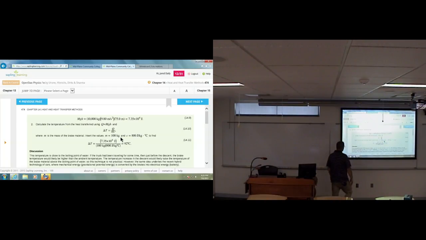Hybrid cars actually use the heat on their brakes, and they use a thing called a Peltier device. And a Peltier device, when you get it hot on one side and cold on the other, it creates a voltage and drives a current, so you can actually charge your batteries using the heat on your brakes.